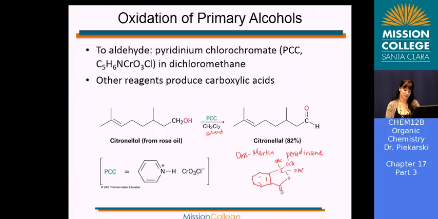Oxidations tend to be a little bit crazy, right? They usually involve radicals and that sort of thing. So in my beginning organic chemistry class that I'm teaching here, I don't go into that much detail. Okay?